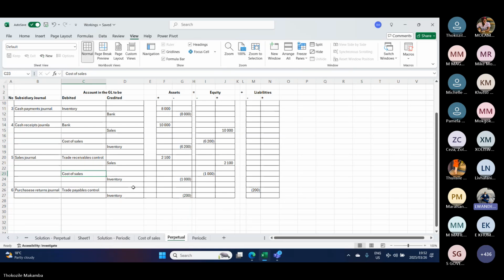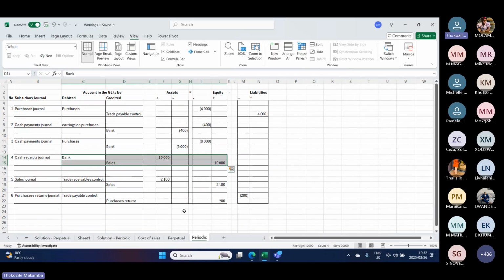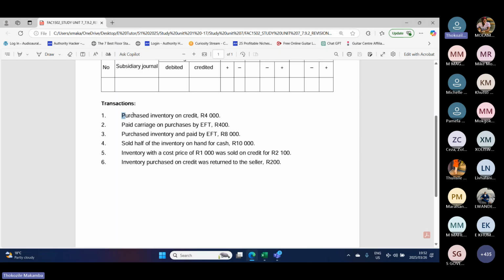If you don't mind, can you please explain transaction number 1 again on the periodic system? The periodic, this one here. Okay. So what is it saying? It's saying you have purchased inventory on credit, right? 4,000 rand. When you see on credit, that should immediately tell you either it's trade payables control or trade receivable control. But because we made a purchase, we're buying something, so we know that this is going to be in trade payables control because we're going to owe the creditor money, right? And then you can see that we've purchased inventory for 4,000 rand, right?